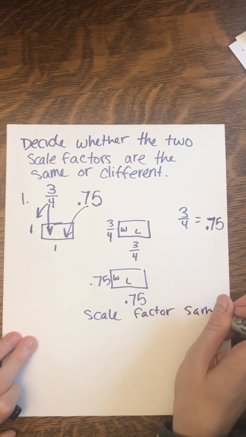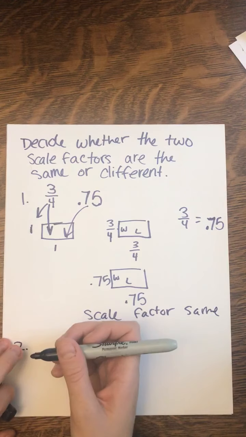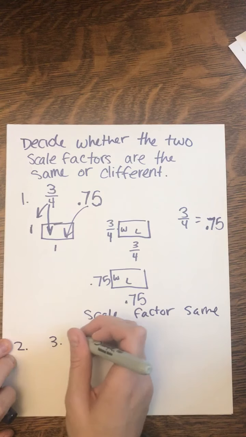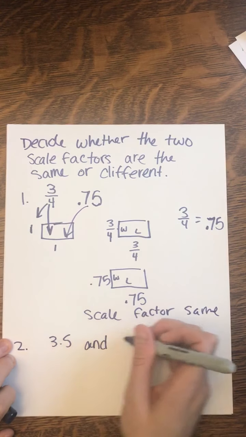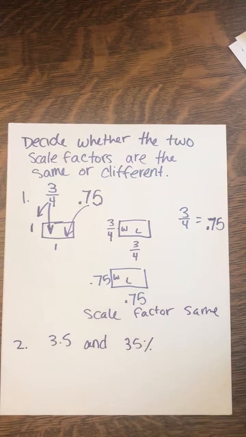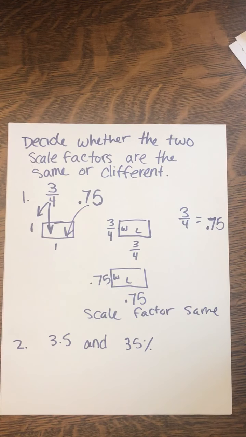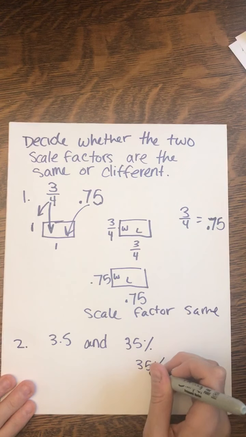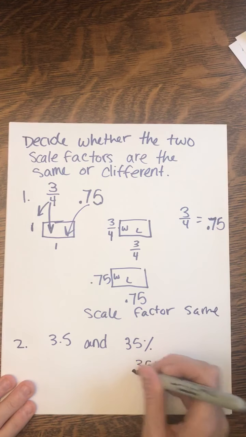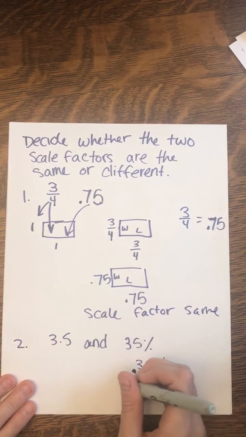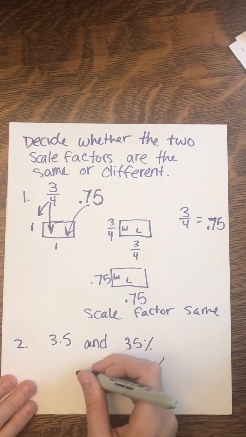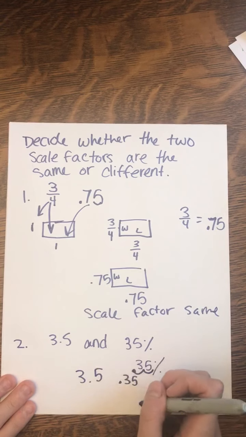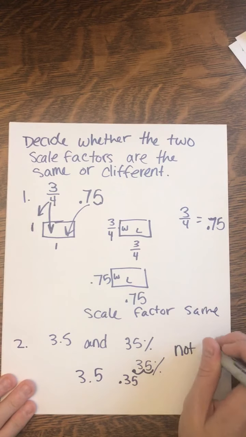Now let's do 2. 3.5 and 35%. Well, I don't even need to set anything up for this problem. I just need to change a percent into a decimal. Now, how do I turn a percent into a decimal? I move the decimal places 2 places to the left. So my decimal is 0.35. And 3.5 and 0.35 are not the same.